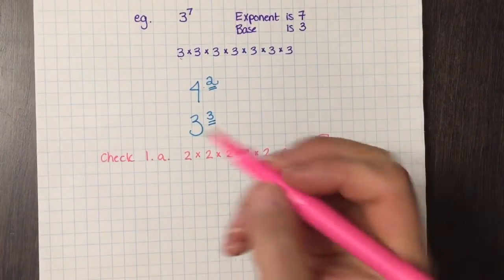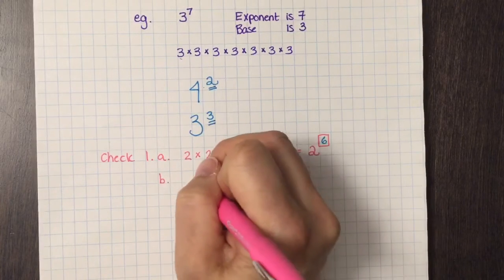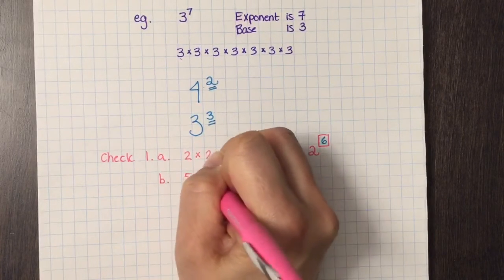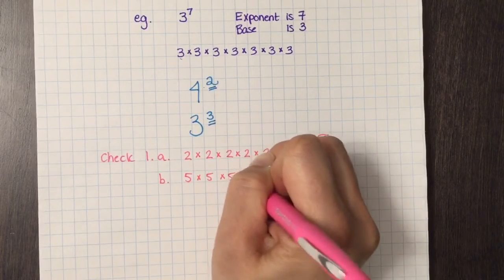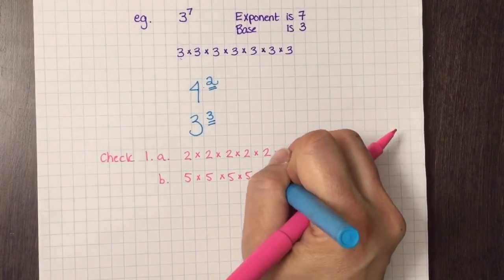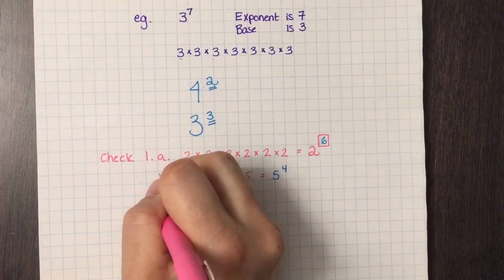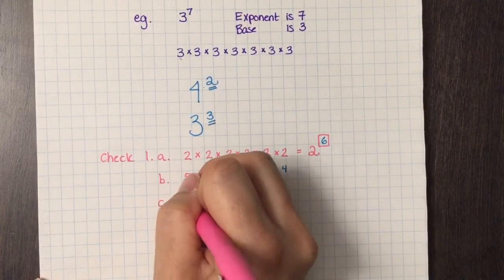Let's try another one. So 1B is 5 times 5 times 5 times 5. What would be the power here? Right on, 5 to the 4th. Excellent. And let's try C, because C throws a little bit of a curveball here.